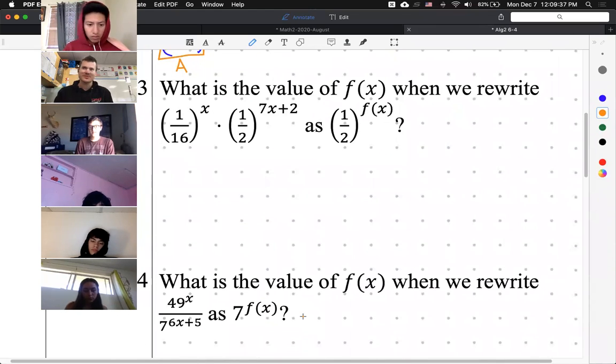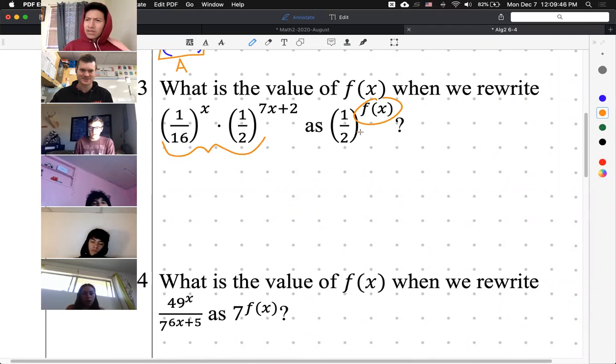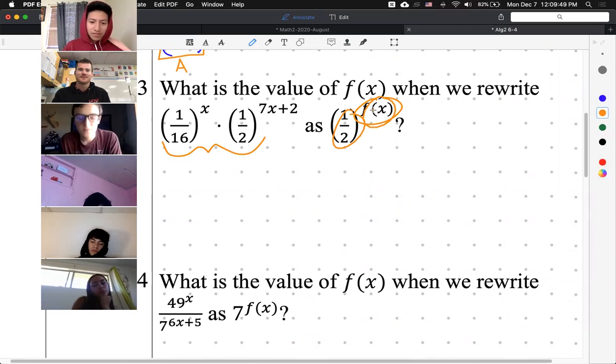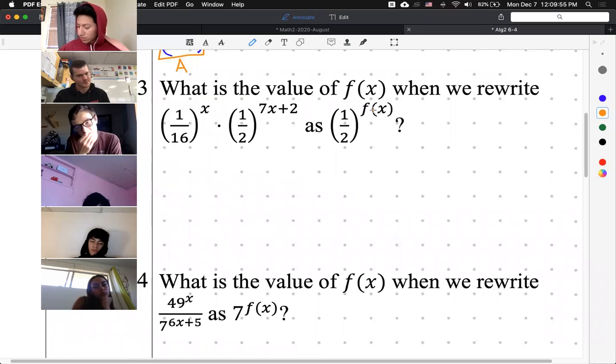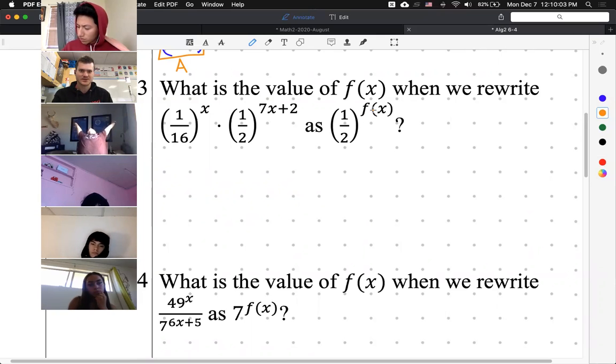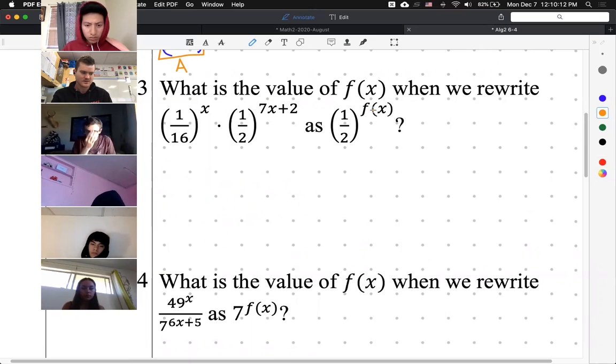Here we go. What is the value of f of x? That's what we're trying to find. So what is this thing right here when I rewrite all of this as just 1/2 to the power of f of x? I'm going to use some tricks that I've used before in example 1 and example 2 to help me out here. Really, it's just coming from your rules of exponents, your properties of exponents. So I'll let you look at this problem for a little bit. There are a few first steps that you could take. Anyone have an idea of where we should start?